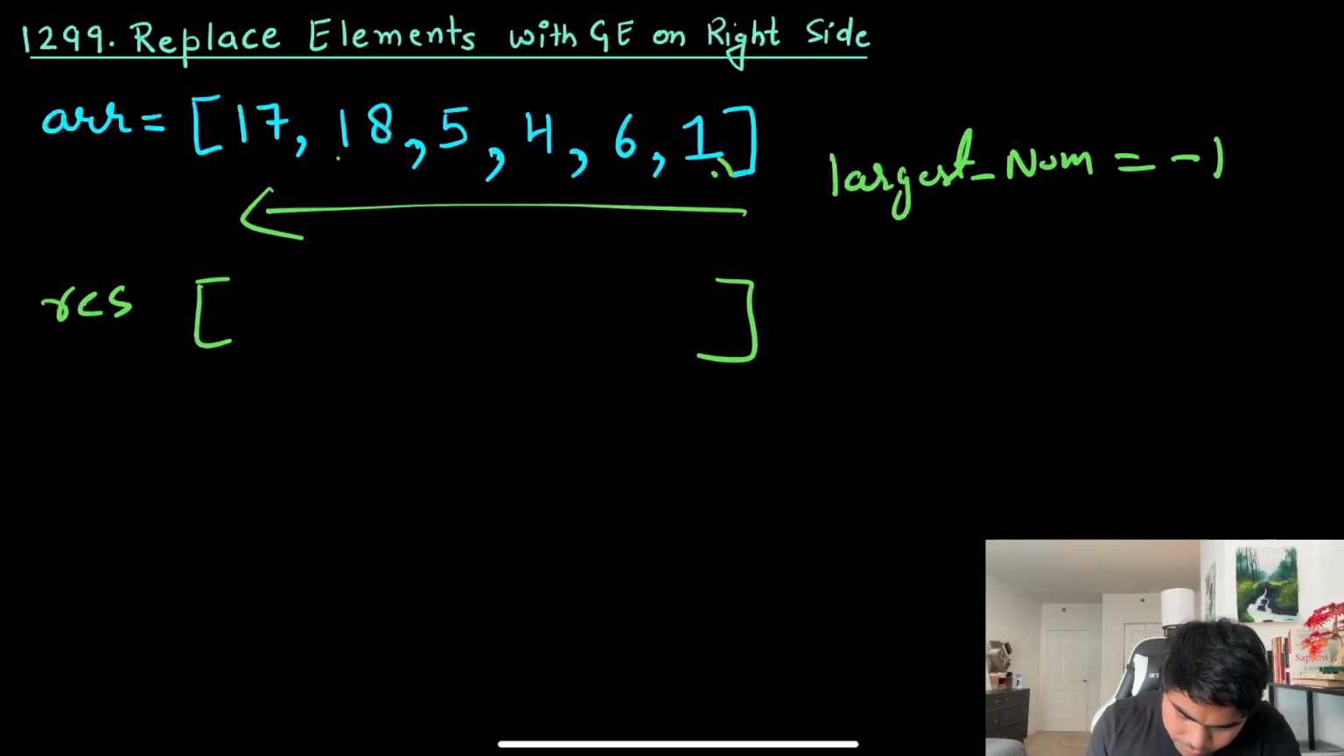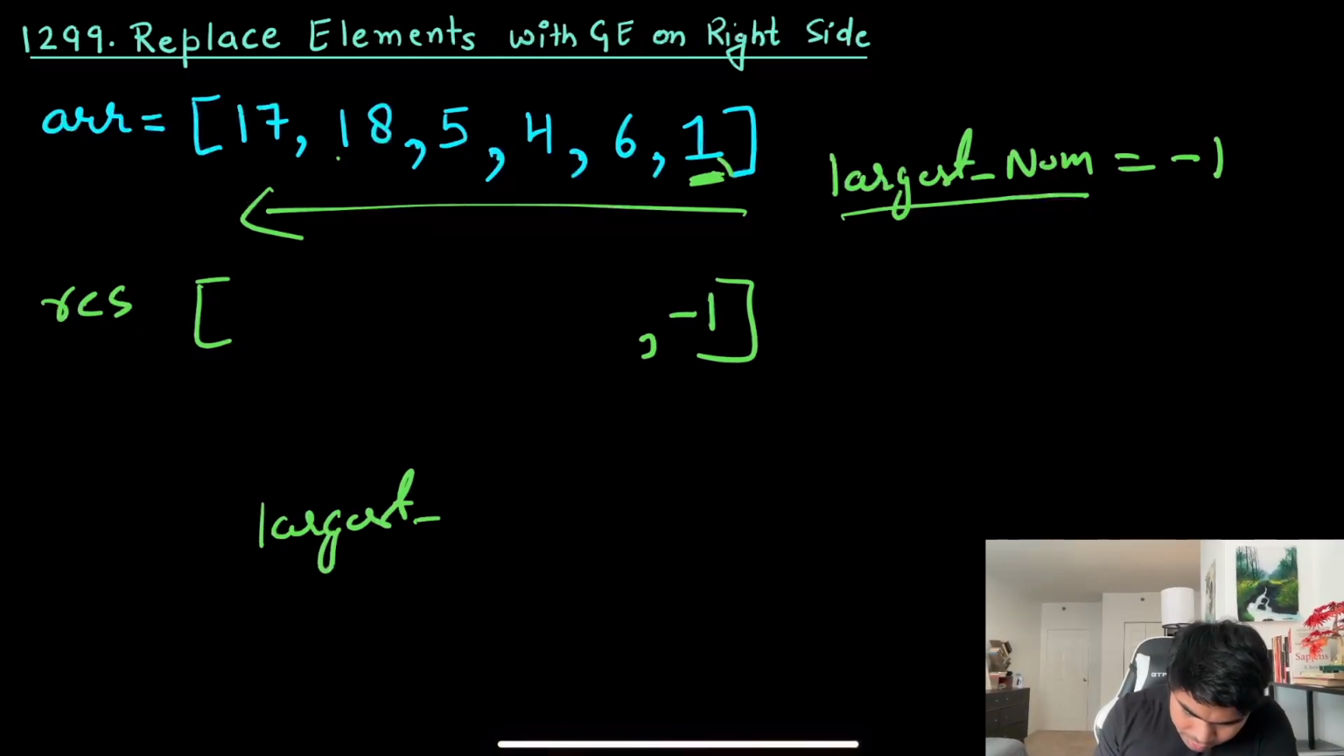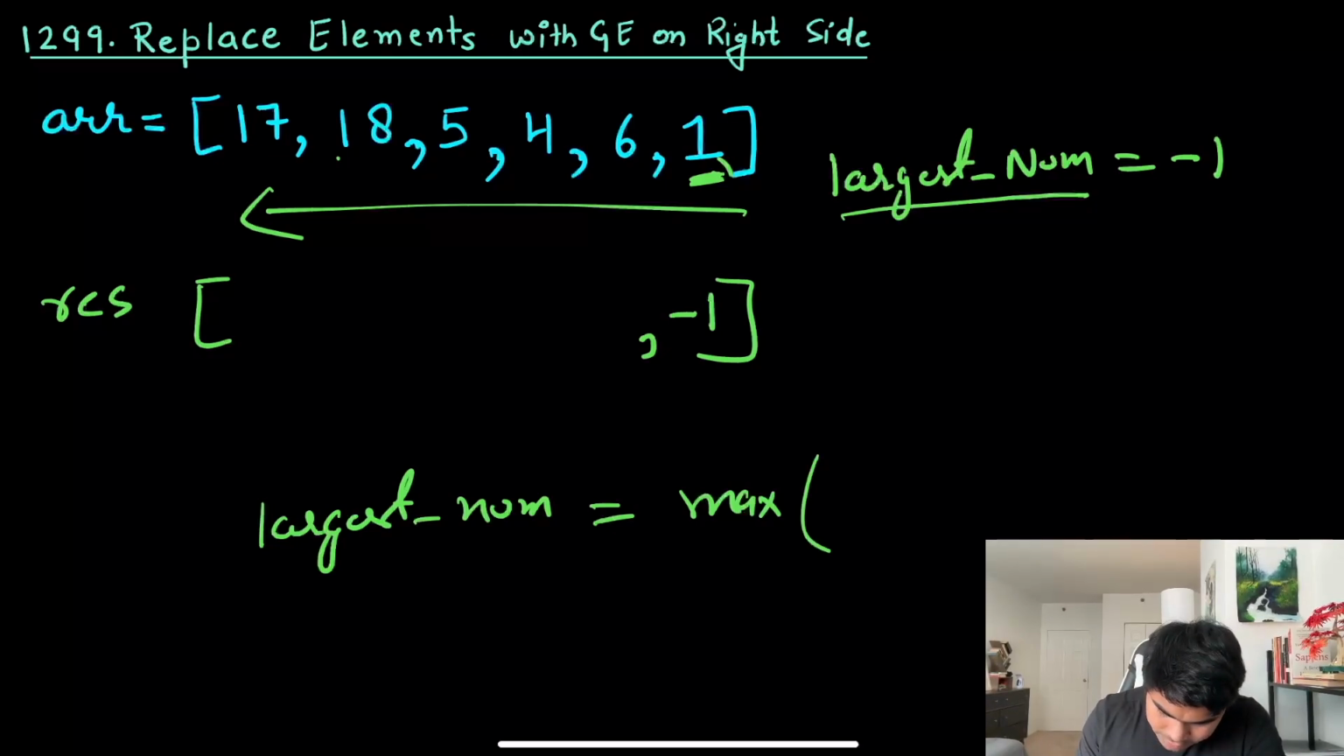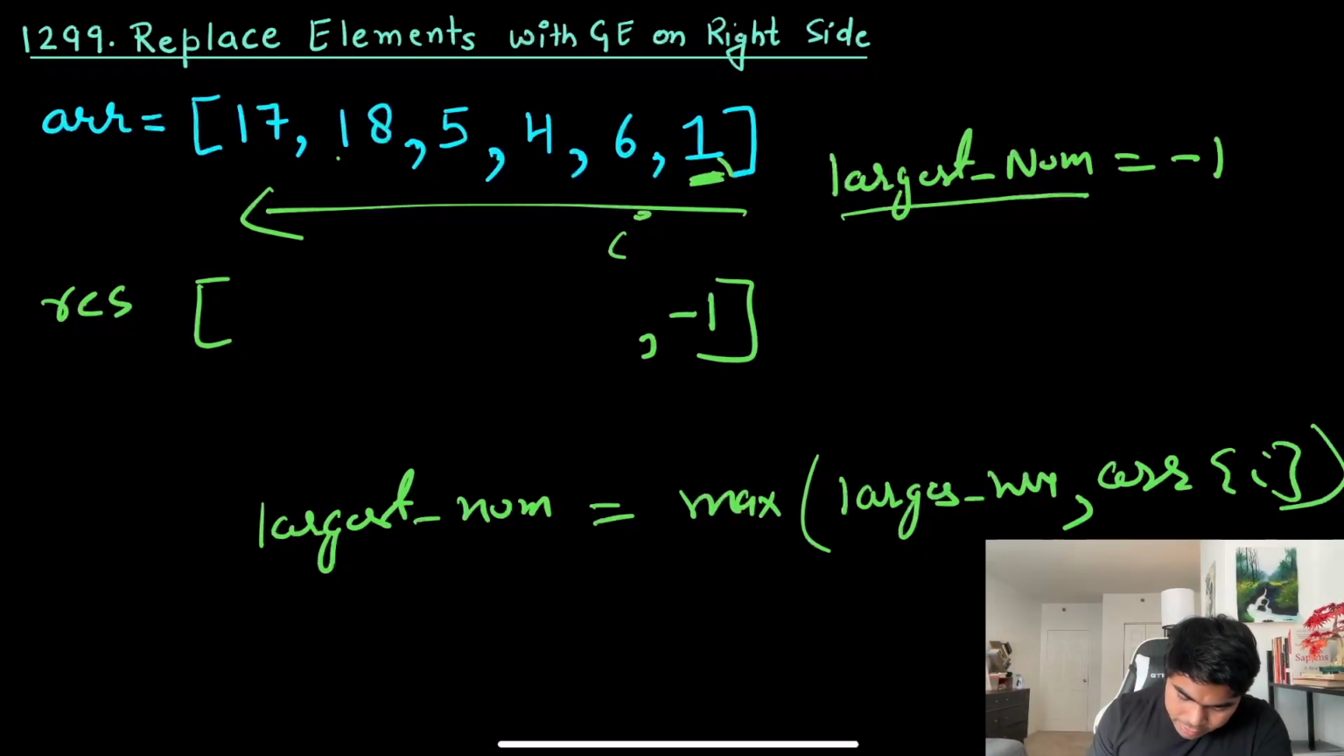Then for this position, I'm iterating my array from left to right, so from the back to the front. For this one, I will place the largest num to its position, so -1, and then next time this largest number to the right, I will have maximum. I will update it with the max of itself, the largest num, and the number that I'm just seeing. So if I was using i, then arr at i, I update this largest number for the next element.